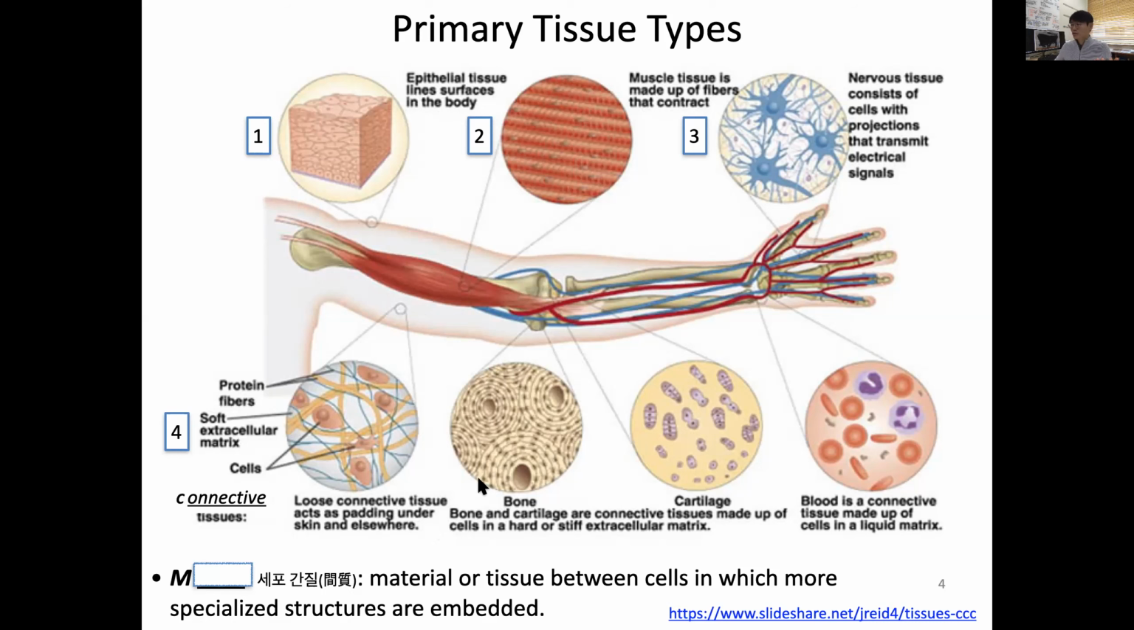What about the bone? Bone is composed of bone and cartilage. These can be considered connective tissue made up of cells in a hard and stiff, abundant extracellular matrix. And you can even think of blood as a connective tissue made up of cells in a liquid matrix. So all these connective tissues are composed of material or tissue between cells. More specialized structures are embedded there, and this is called a matrix.